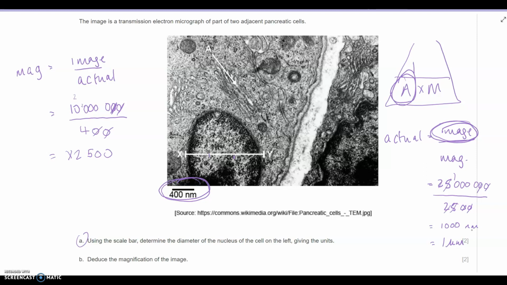Hopefully that's helped you to understand how to do magnification calculations. What I suggest you do is maybe scroll back through this video, going back through some of the points I've made before having a go at some questions on your own.